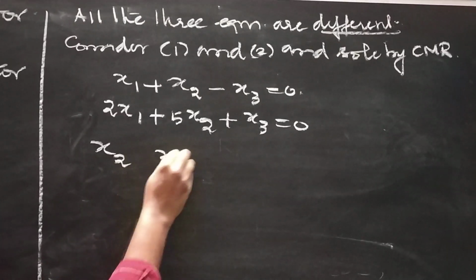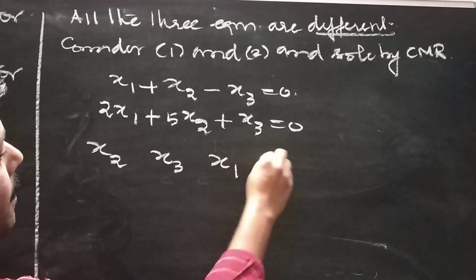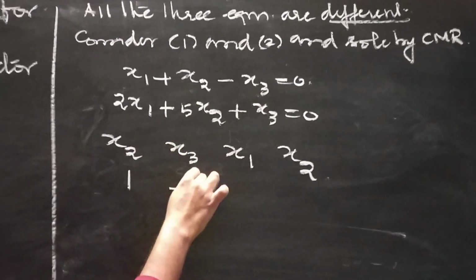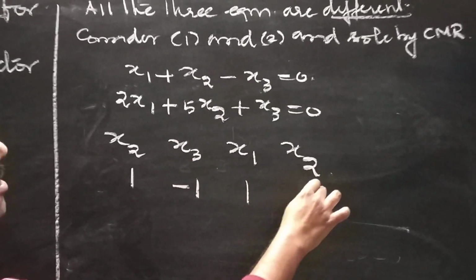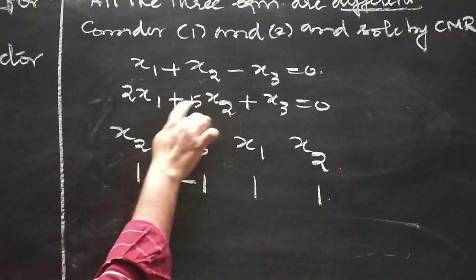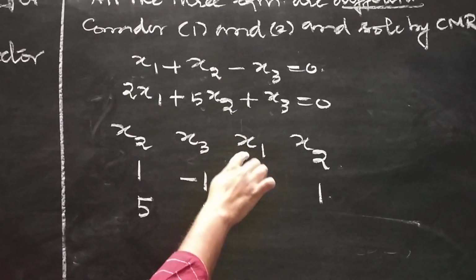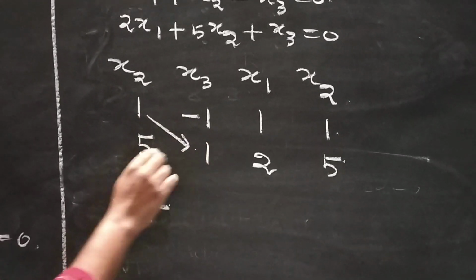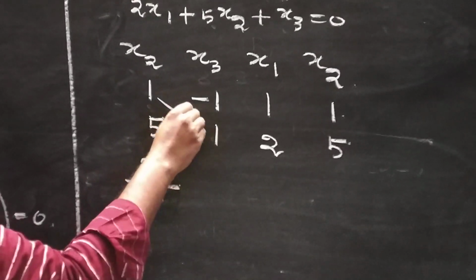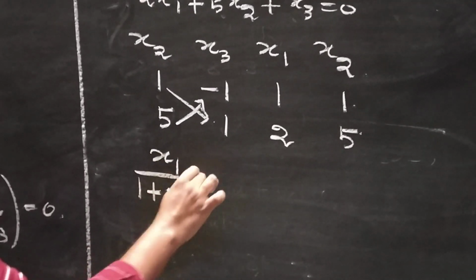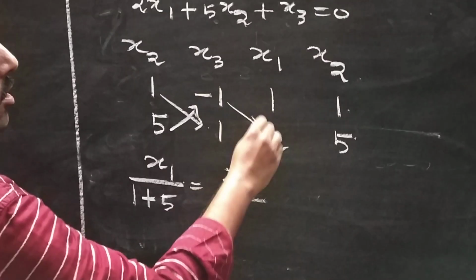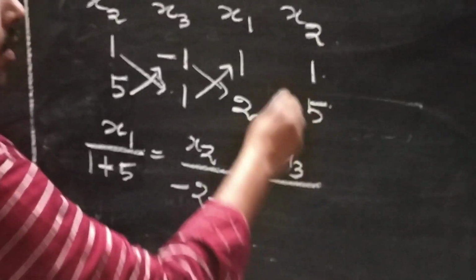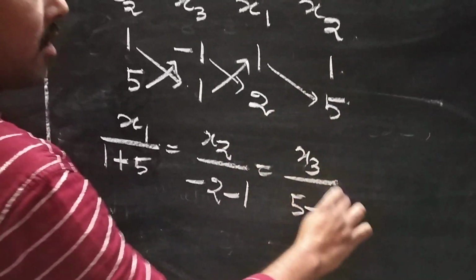Start with x2, end with x2. So what are the coefficients? In equation 1, x2 coefficient 1, x3 coefficient minus 1, x1 coefficient 1, x2 coefficient 1. In equation 2, x2 coefficient 5, x3 coefficient 1, x1 coefficient 2, 5. So just apply determinant expansion. 1 into 1 is 1 minus 5 into minus 1 is minus 5, so plus 5. x2: minus 1 into 2 minus 2 minus 1 into 1 is 1. x3: 1 into 5, 5 minus 2 into 1 is 2.